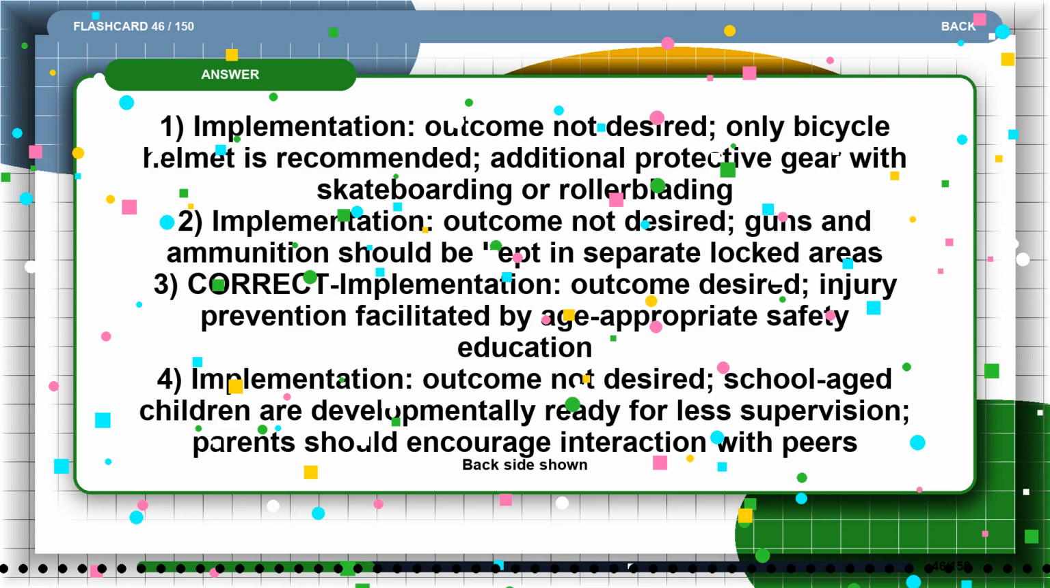The answer is 1. Implementation. Outcome not desired. Only bicycle helmet is recommended. Additional protective gear with skateboarding or rollerblading. 2. Implementation. Outcome not desired. Guns and ammunition should be kept in separate locked areas. 3. Correct implementation. Outcome desired. Injury prevention facilitated by age-appropriate safety education. 4. Implementation. Outcome not desired. School-aged children are developmentally ready for less supervision. Parents should encourage interaction with peers.